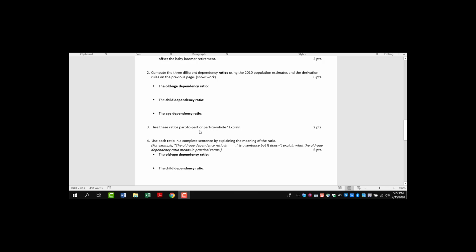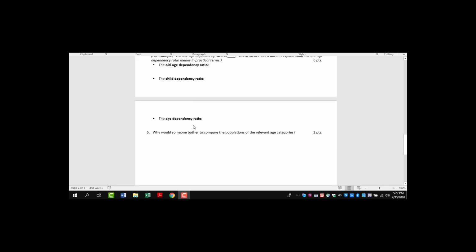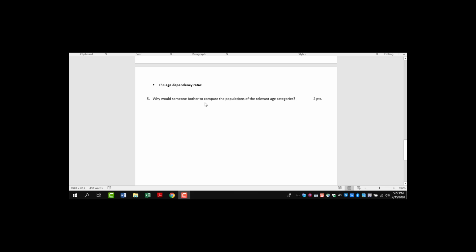Now, this should be pretty apparent. Am I dealing with a part to part of the population or a part to the whole population? And I'll let you explain that. And here's the way to use them in a complete sentence. Practical terms, those three. So you just need a complete sentence. And provide, why would somebody bother to compare this?